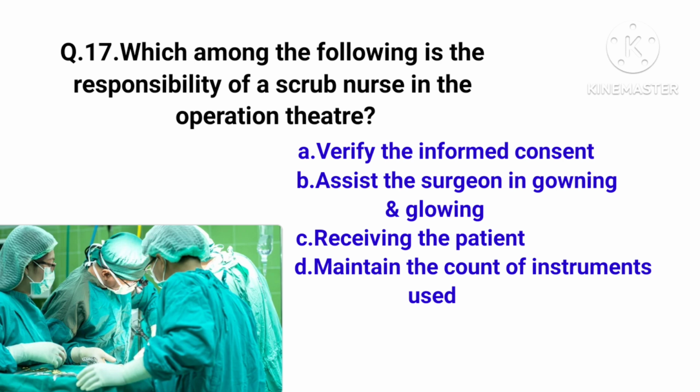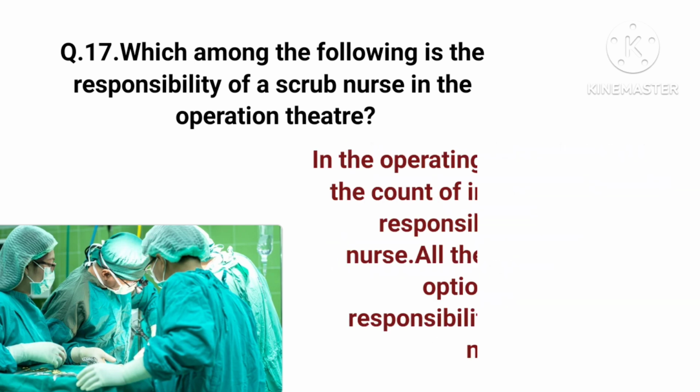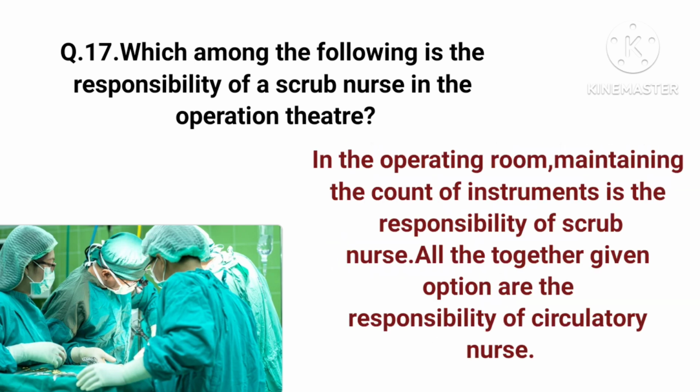Which among the following is the responsibility of a scrub nurse in the operation theatre? Verify the informed consent, assist the surgeon in gowning and gloving, receiving the patient, and maintain the count of instruments used. And here the right answer is option D, maintain the count of instruments used. In the operating room, maintaining the count of instruments is the responsibility of the scrub nurse, and all the other given options are the responsibilities of the circulating nurse.